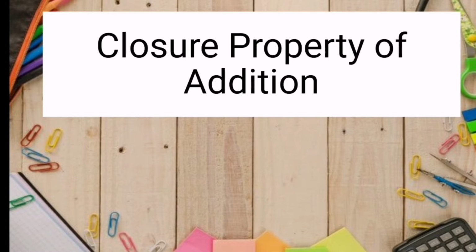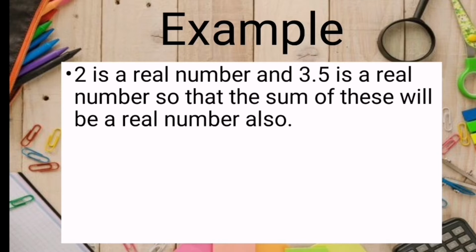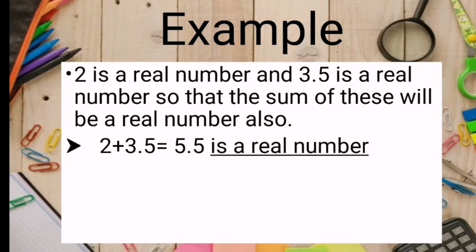So, closure property of addition. The sum of any two real numbers is a real number, where a + b is a real number. For example, 2 is a real number and 3.5 is a real number, so the sum of these will be a real number also. So 2 + 3.5 is equal to 5.5. So 5.5 is a real number.